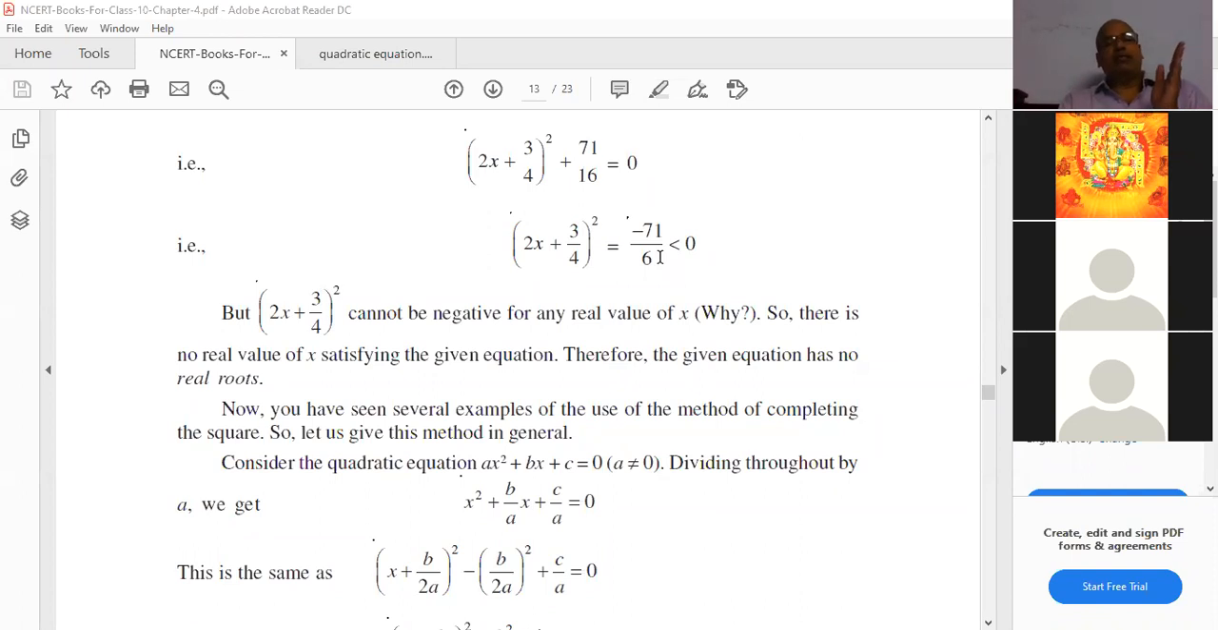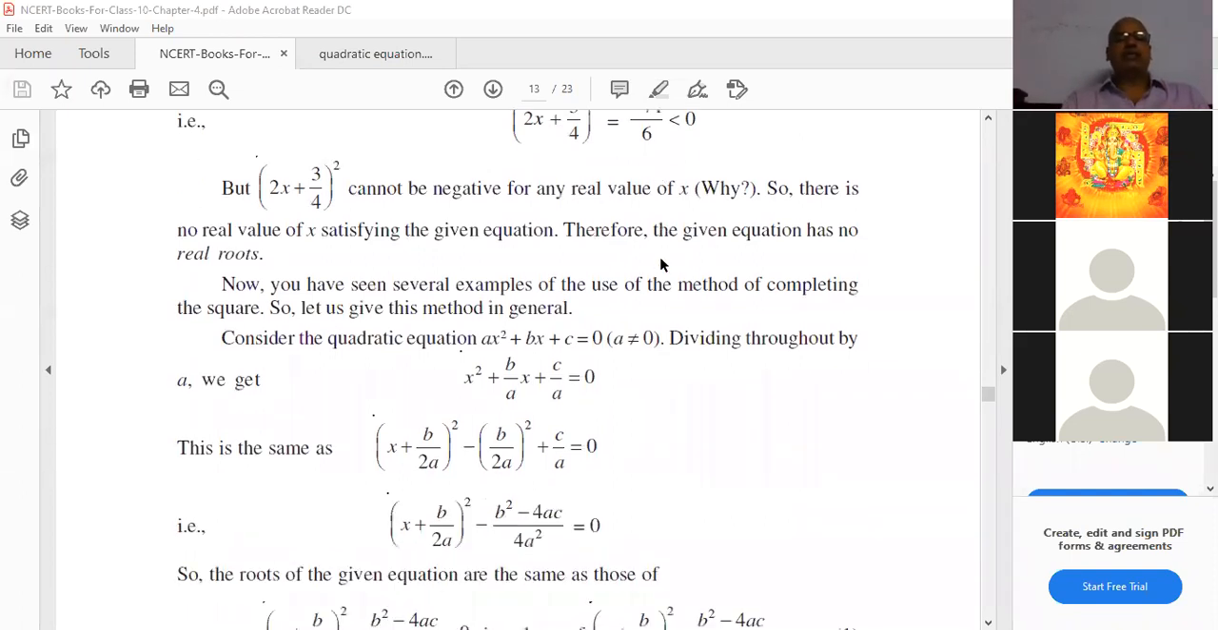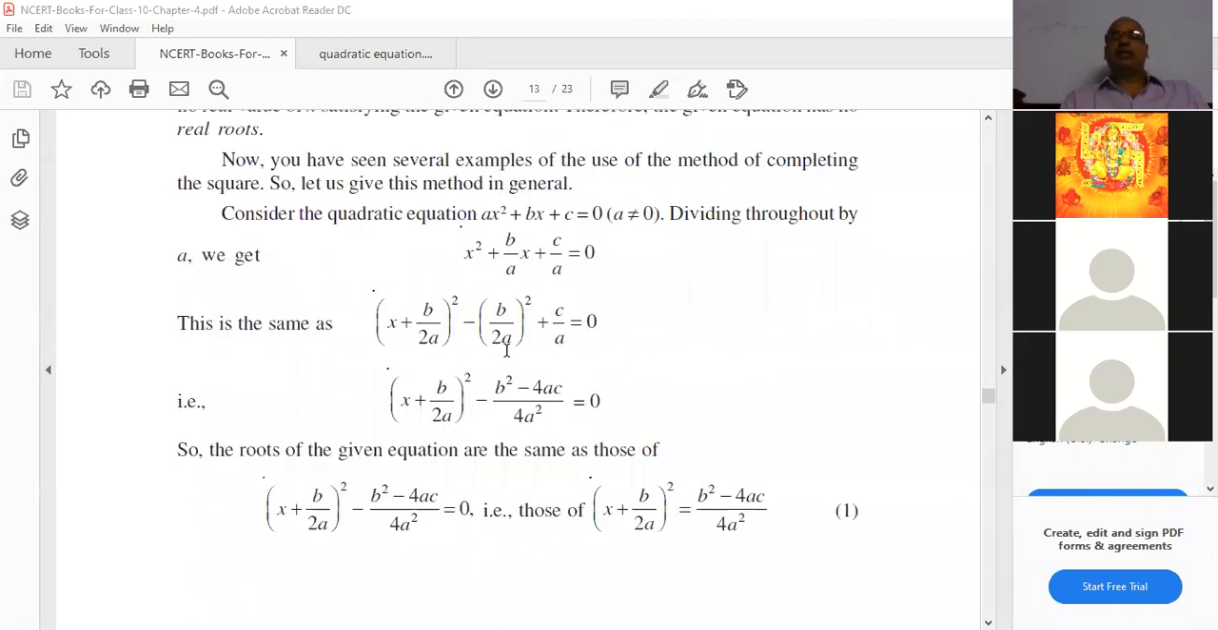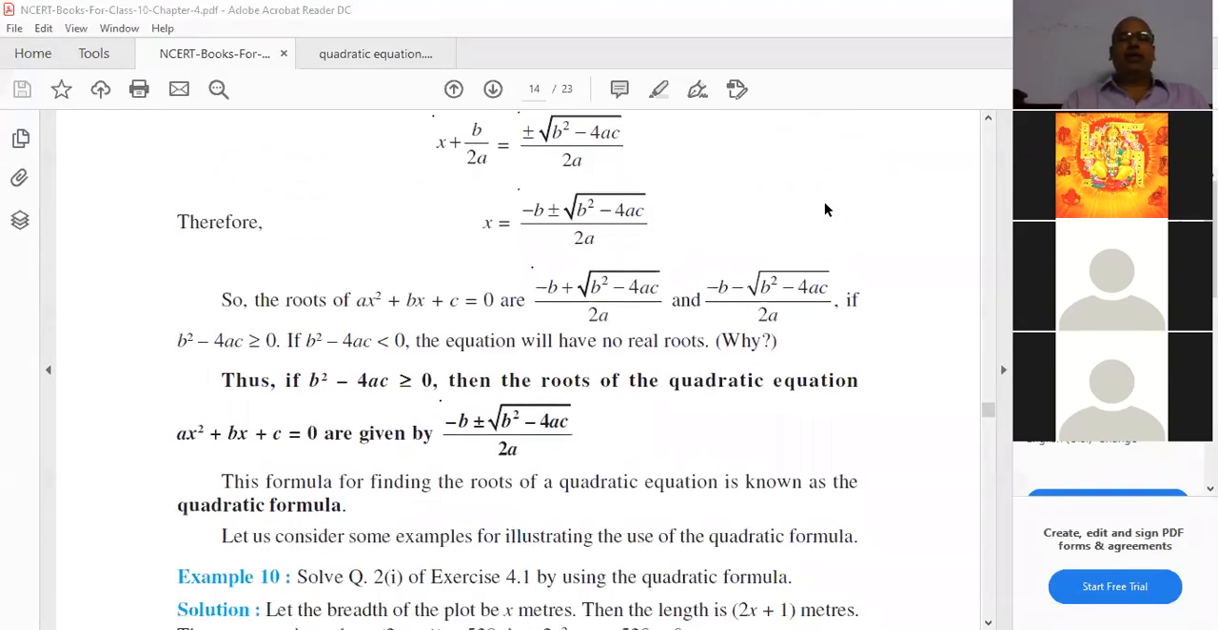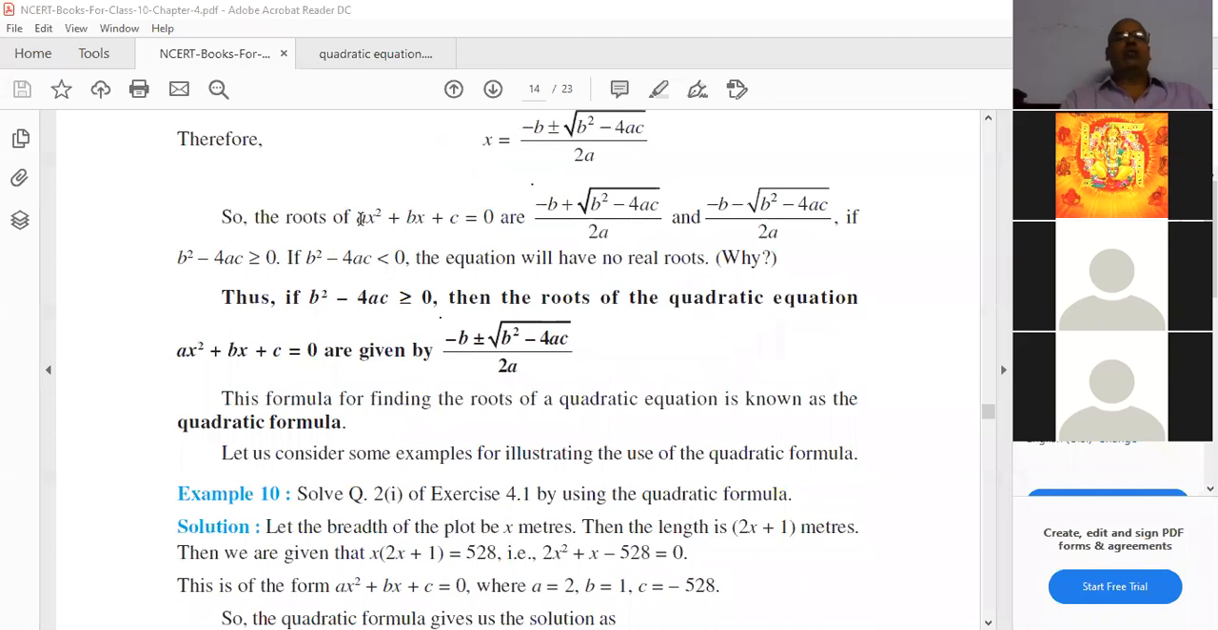So after completion of exercise 4.2, you have to write this derivation from here onwards. See, consider the quadratic equation. Here onwards you have to write. Here one step I wrote, that step you insert. We have the last 10 minutes. Okay, up to here you have to write: this is the roots of ax square plus bx plus c equal to 0. This is known as the quadratic formula.